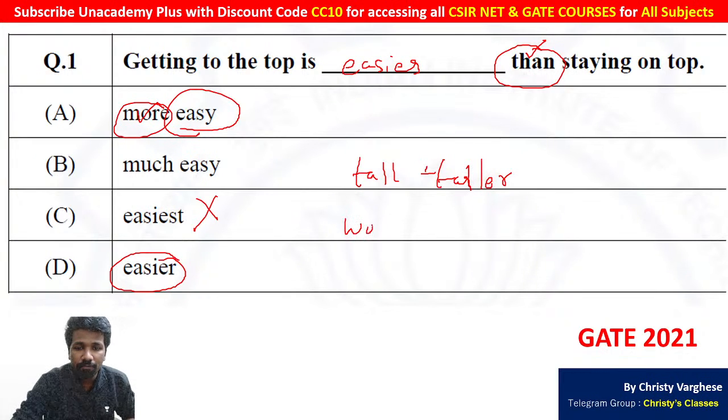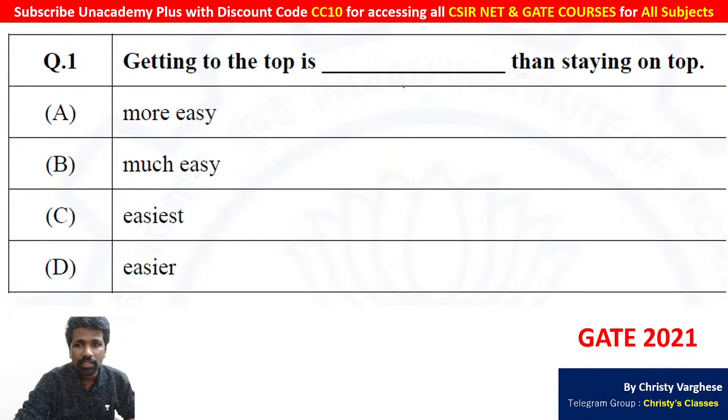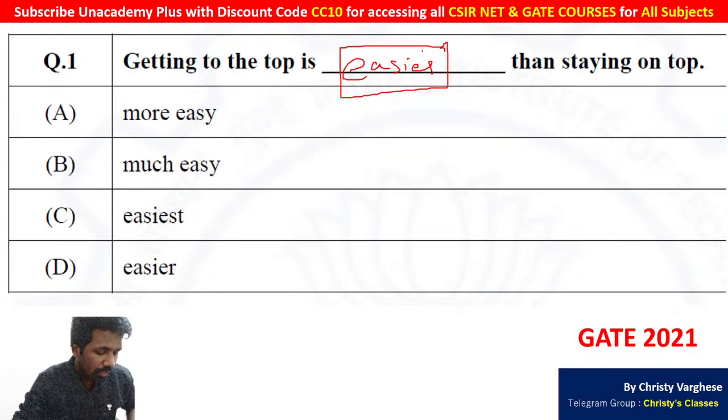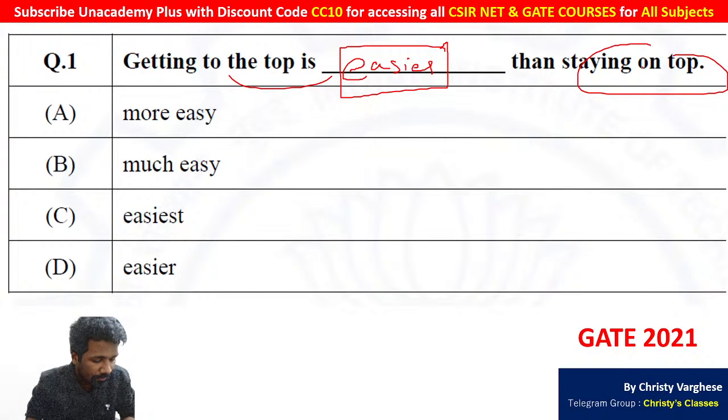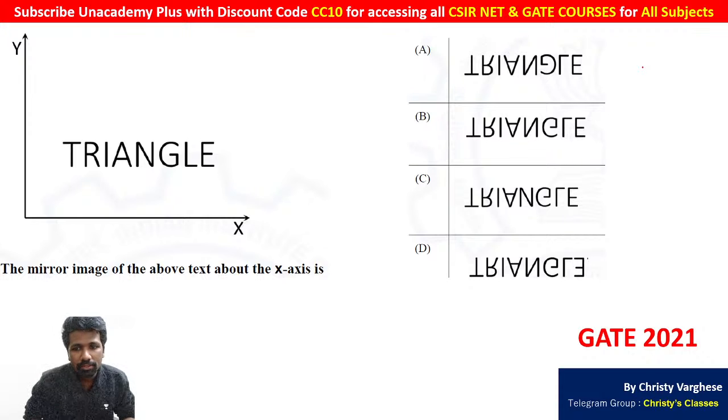For example, wonderful, it is not wonderfuler. More wonderful. Or beautiful, more beautiful. With those kinds of words, more is used. And this easy, it is easier only. So easier is the answer, because that is the comparative form of the word easy. And we are comparing getting to the top and staying on top. These two things we are comparing. That is why comparative form. So very simple problem. Let us go to the next question.